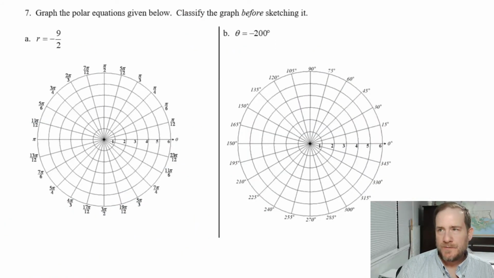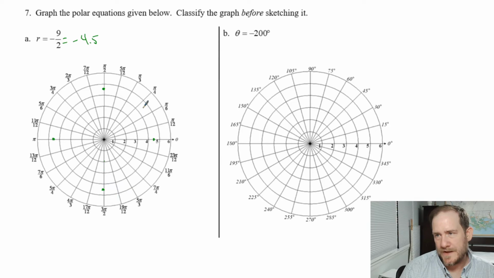All right, graph the polar equations given below. These two are super easy. A radius of -9/2. That just means a radius of -4.5. And if there's no theta, then you can just be anywhere as long as your radius is 4.5. So 1, 2, 3, 4.5 gives you a point there. Literally any point anywhere. 4.5, 4.5.